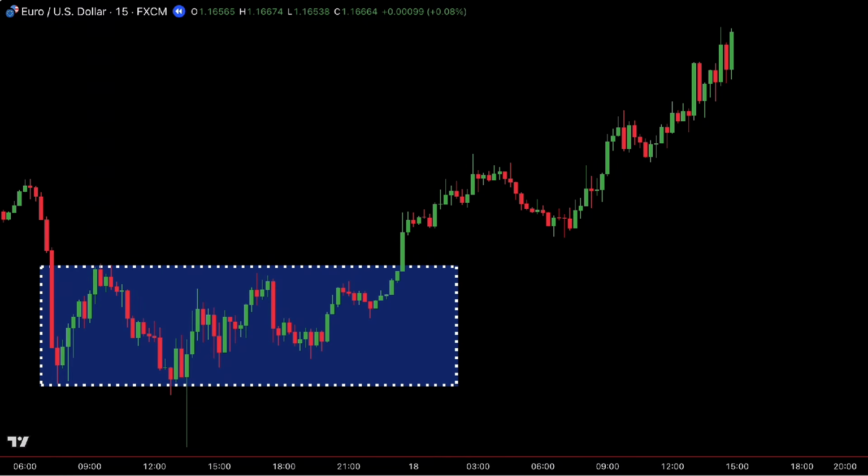First, notice how the market was moving inside a range. Price dipped below the support level, swept the liquidity sitting under that low, and immediately snapped back inside the range. That sweep provided the liquidity needed for institutions to push price out of the range and into a bullish move.